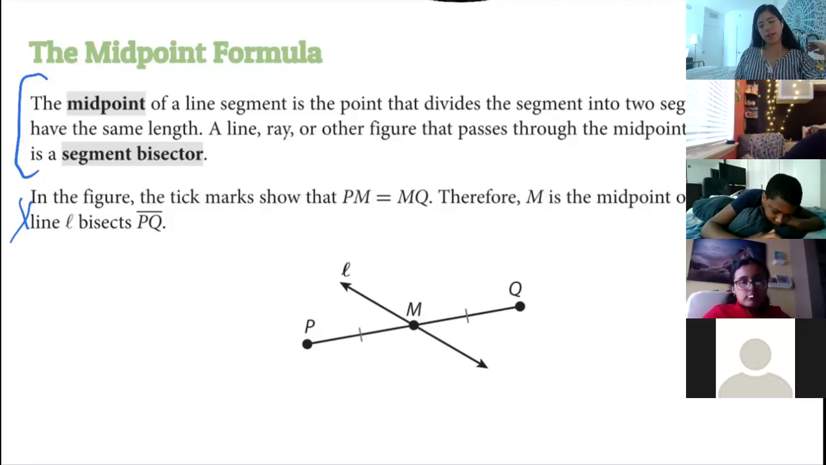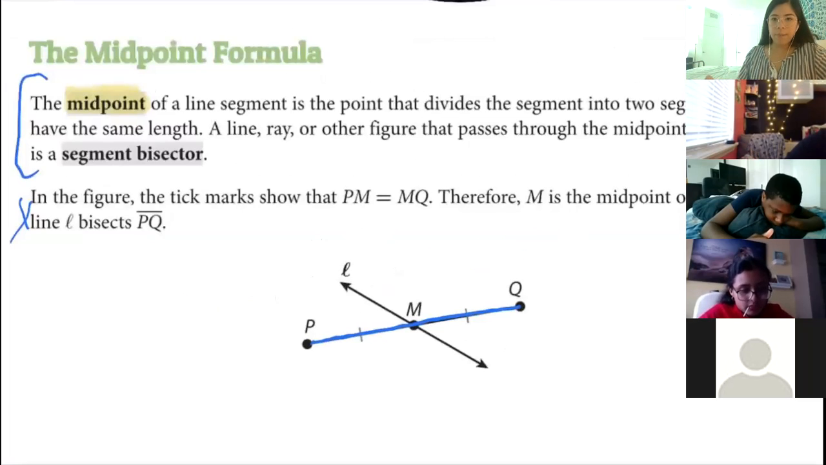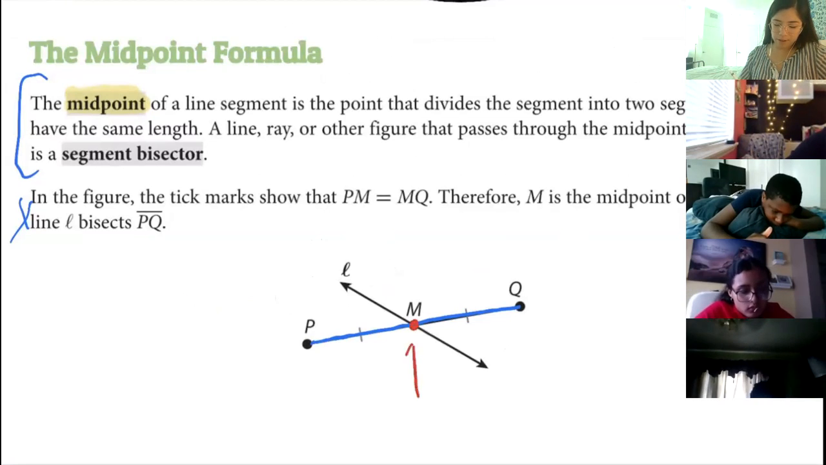All right, so let's dive into this and try and understand. So the midpoint sounds exactly like what it is. It is the middle point. It's the point that's right in the middle. So in this little diagram down here, I have a line segment, PQ. So I'm going to highlight that line segment. And then the midpoint of this line segment is located at point M. So I'm going to label it.